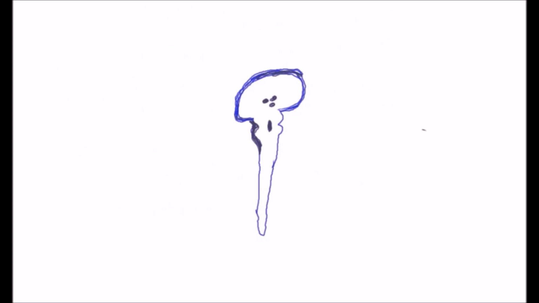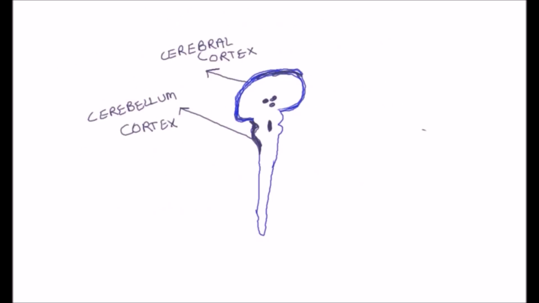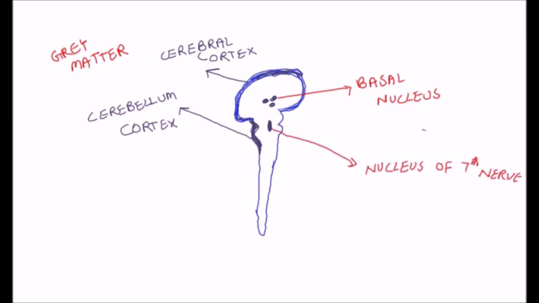The cerebral cortex and the cerebellar cortex are gray matter because they are collections of cell bodies of the neurons. At the base of the cerebral hemisphere there are the basal nuclei, pieces of gray matter deeply embedded in or surrounded by white matter. Similarly, the nucleus of the seventh nerve is gray matter, and the remaining part is white matter.